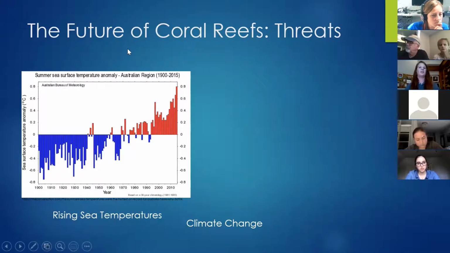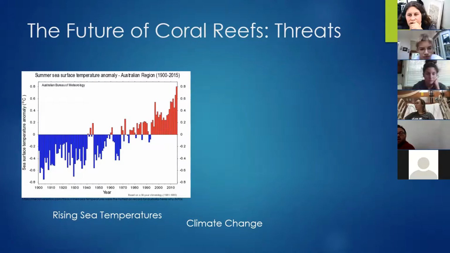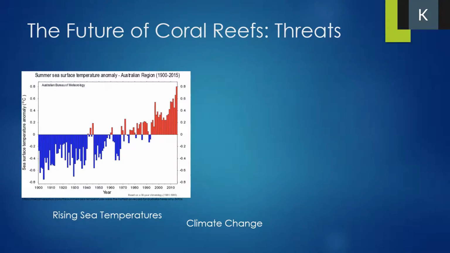So here's a graph of sea surface temperatures around Australia. And what it's showing is that since the 1980s, the sea surface temperature has been increasing and it continues to increase. Now remember, we talked about corals liking warm water between about 70 to 85 degrees Fahrenheit. However, if the water gets too warm, which is what we're seeing now, the coral becomes stressed and it kicks out its zooxanthellae and it bleaches.